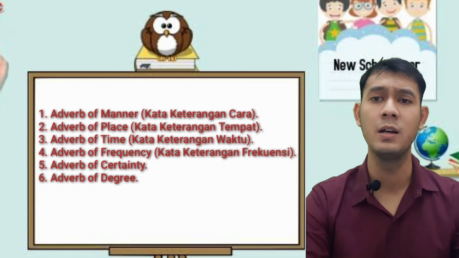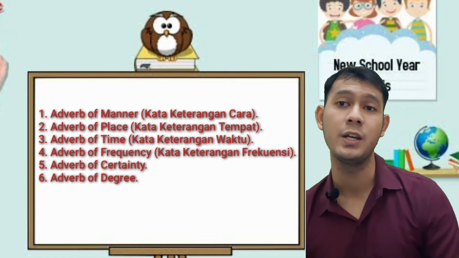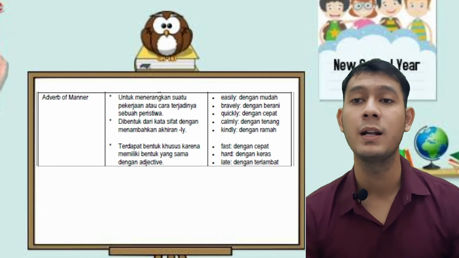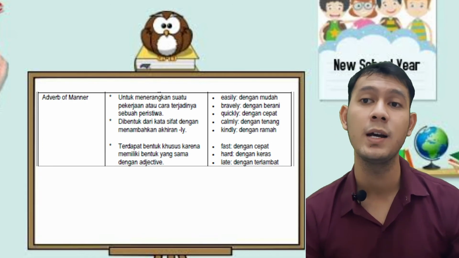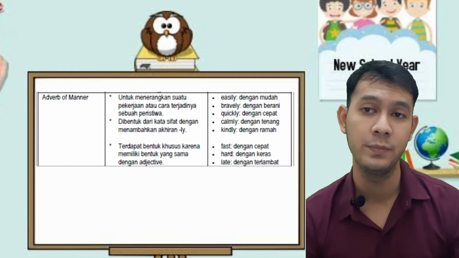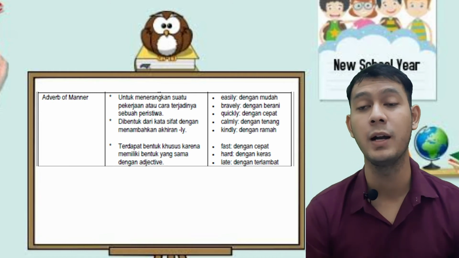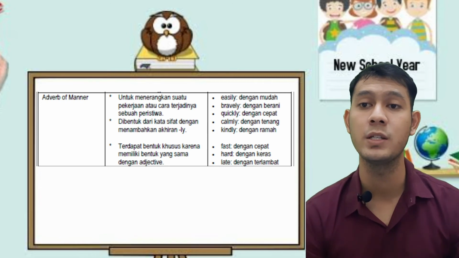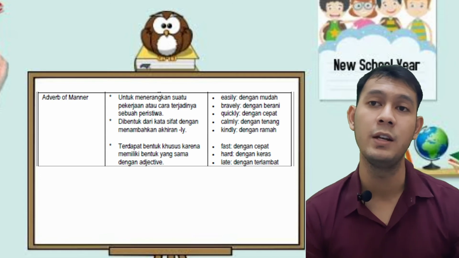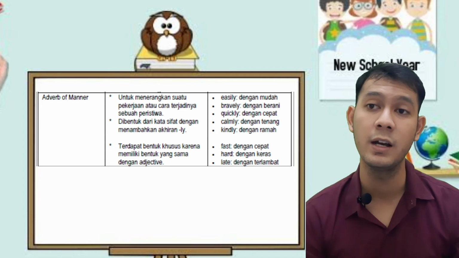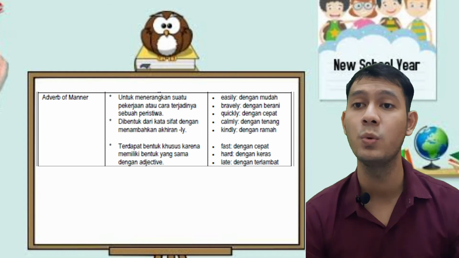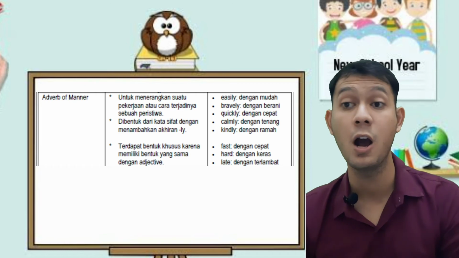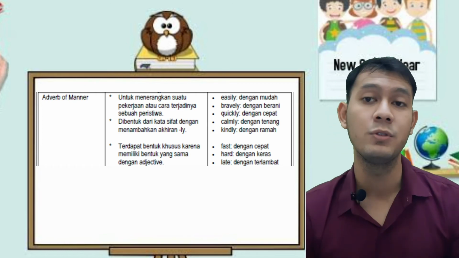Nah, yang pertama kita bahas dulu adverb of manner ya. Apa sih adverb of manner ini? Nah, adverb of manner ini berfungsi untuk menerangkan suatu pekerjaan atau cara terjadinya sebuah peristiwa. Dibentuk dari kata sifat dengan menambahkan akhiran li. Terdapat juga bentuk khusus karena memiliki bentuk yang sama dengan adjective. Oke? Jadi contohnya adalah ada easily dengan mudah, bravely dengan berani, quickly, calmly, kindly. Ada juga yang tidak berubah seperti fast, hard, dan juga late. So those are adverb of manner.